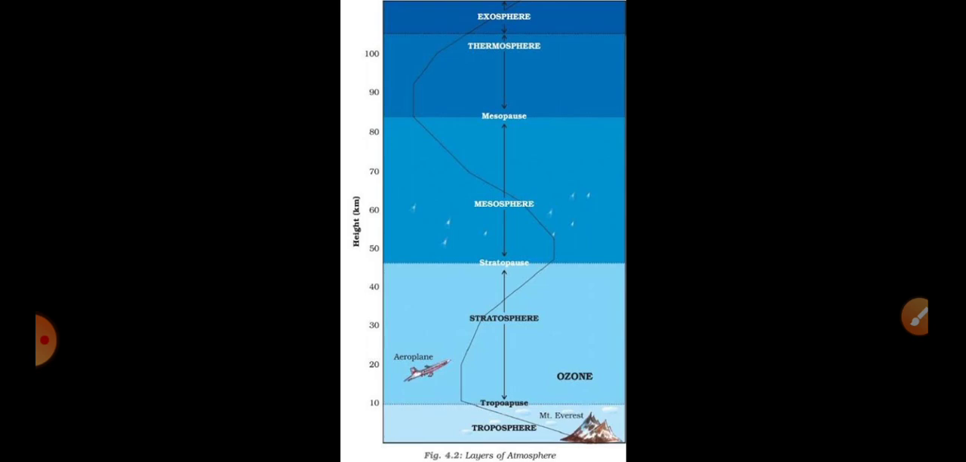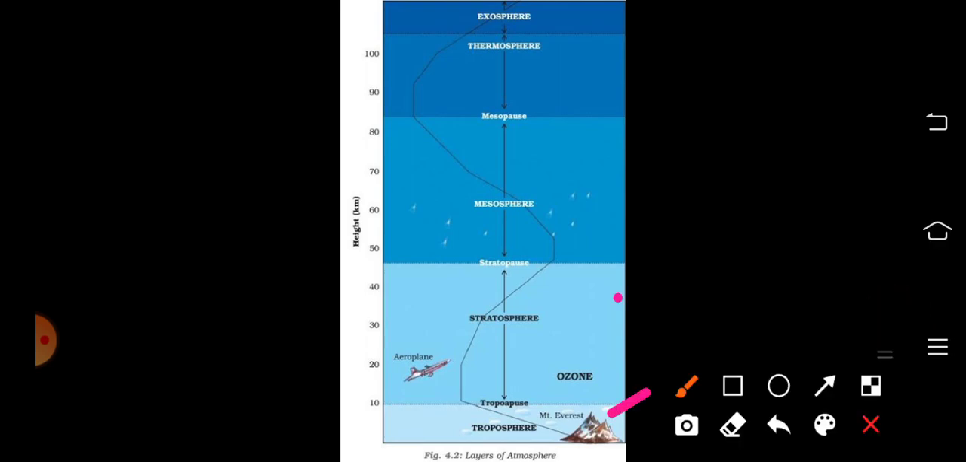The layer of the atmosphere closest to the Earth is the troposphere, the first layer, and the next one is the stratosphere, then the middle one, mesosphere, then thermosphere, and the outermost layer is exosphere. It merges with the outer space. So let us check one by one.